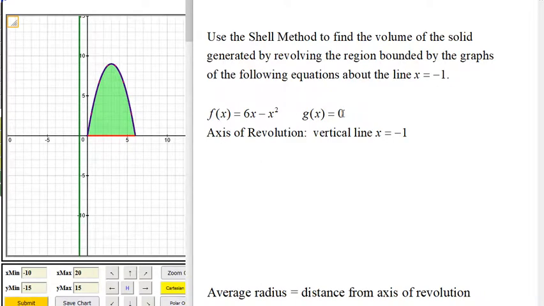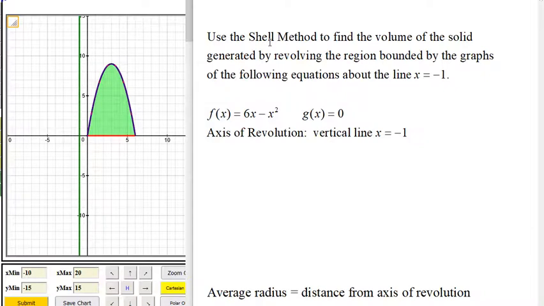We have this bounded region here, and this time we want to revolve this bounded region around the vertical line x equal to -1, and then find the solid of revolution. So this is the graph for f of x equal to 6x minus x squared, and this is the graph for g of x equal to 0. So this is the bounded region, and the axis of revolution is the line x equal to -1. So we want to take this bounded region and revolve it about this line.